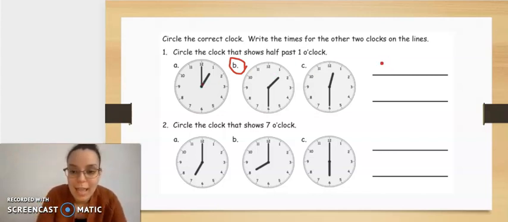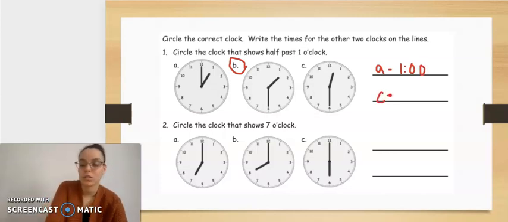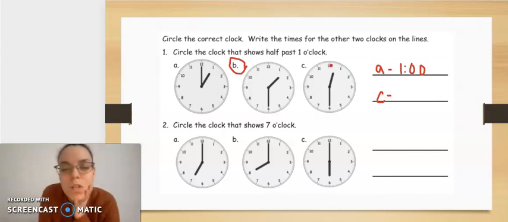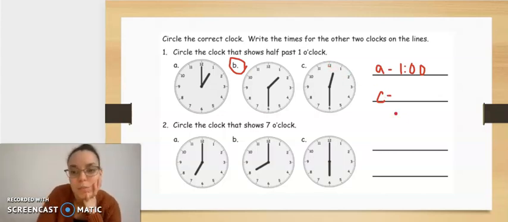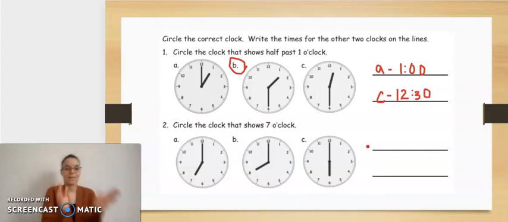Now I need to write the times of the other two clocks on this line. Well, clock A says 1 o'clock. And clock C, so I need to write the wrong ones on the line. It says it's between the 12 and the 1, which means it's 12. And the minute hand is on the 6, which means 30. 12:30.